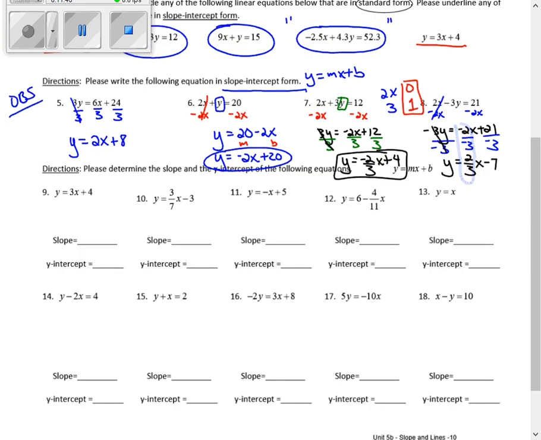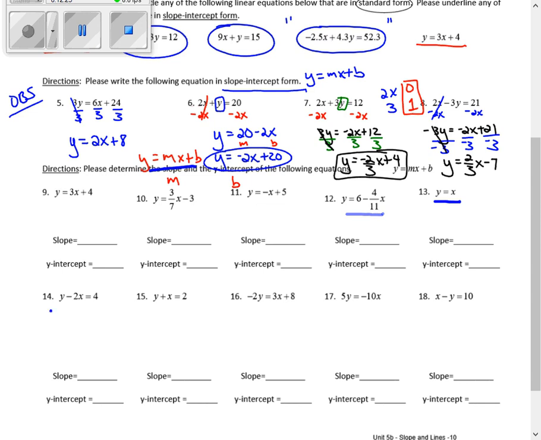So, next section. Please determine the slope and y-intercept of the following equations. So we've got y equals 3x plus 4 to start. If we're looking back at our directions, y-intercept is b, slope is m. And we've got to focus on y equals mx plus b form. So, now I want you to notice 9 and 10 and 11 and kind of 12 and 13. We already have y equals mx plus b form for the most part.